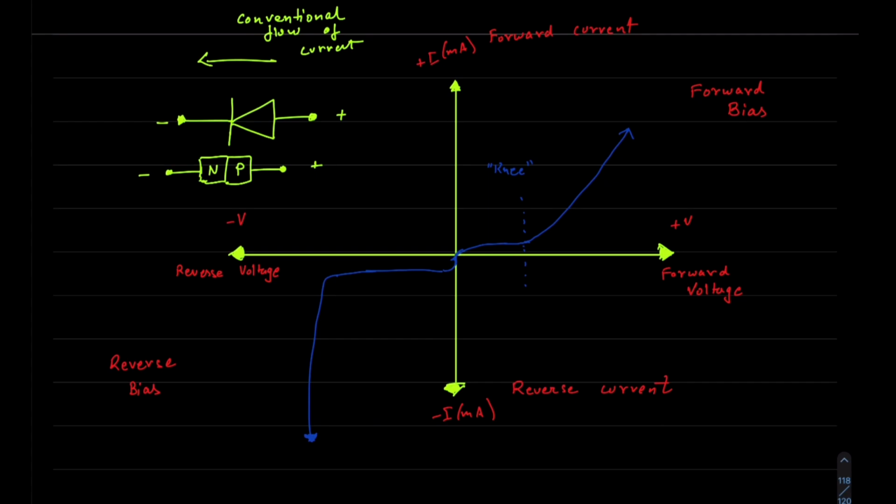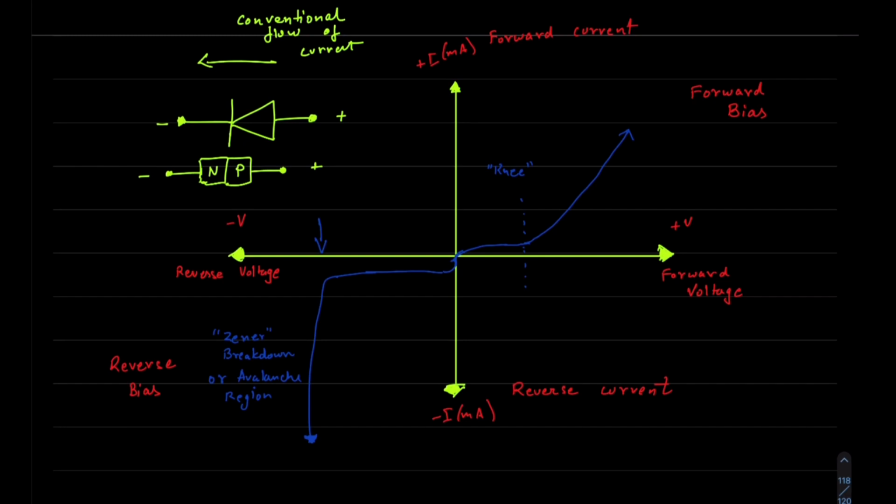This is also called the Zener breakdown or avalanche breakdown. We'll take an overview of why it happens today, and in the next video I'll talk about this in brief. The voltage at which Zener breakdown happens is called the reverse breakdown voltage.